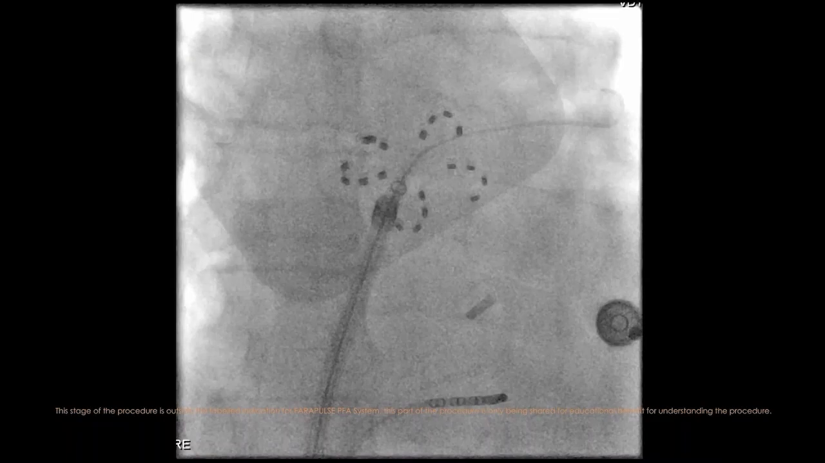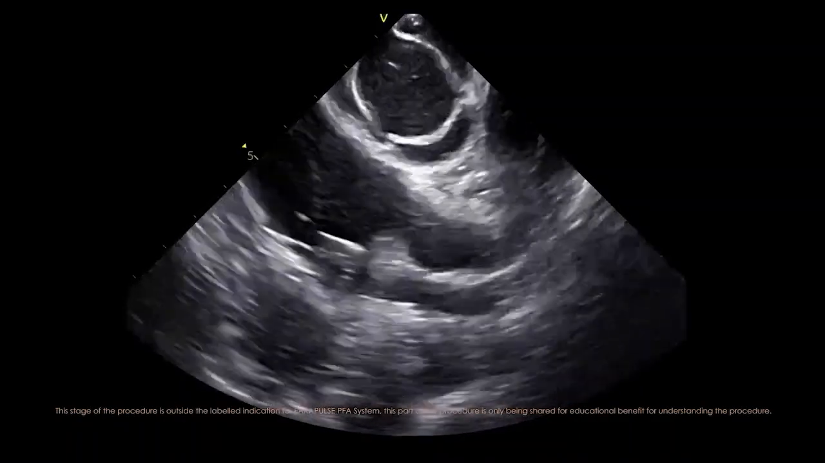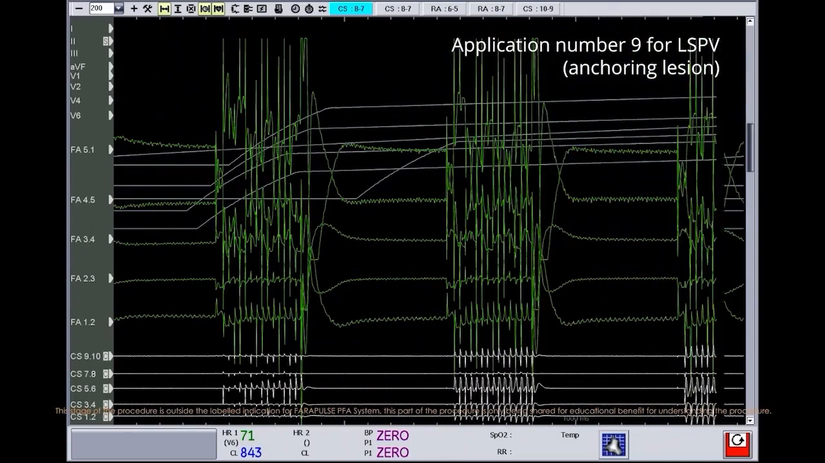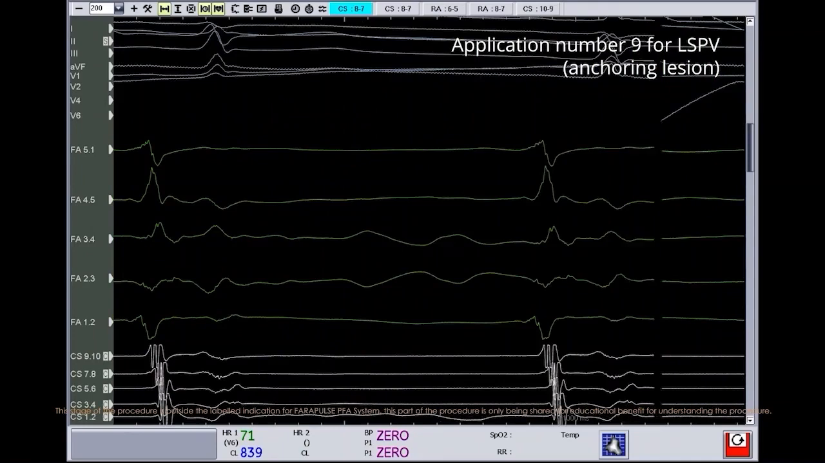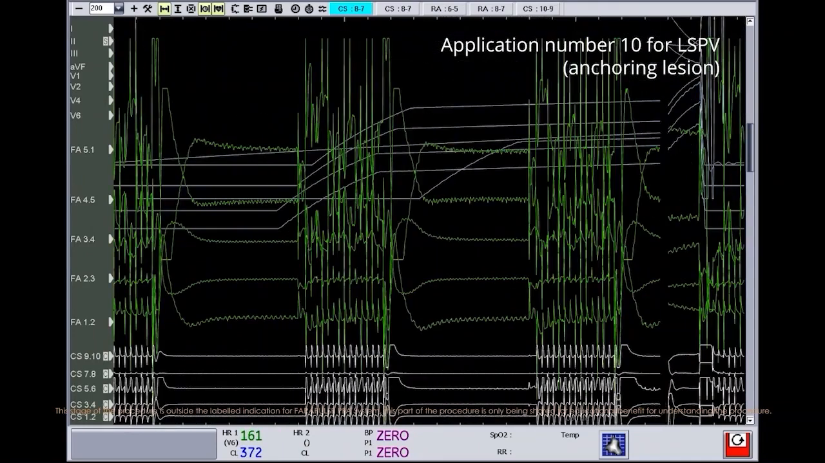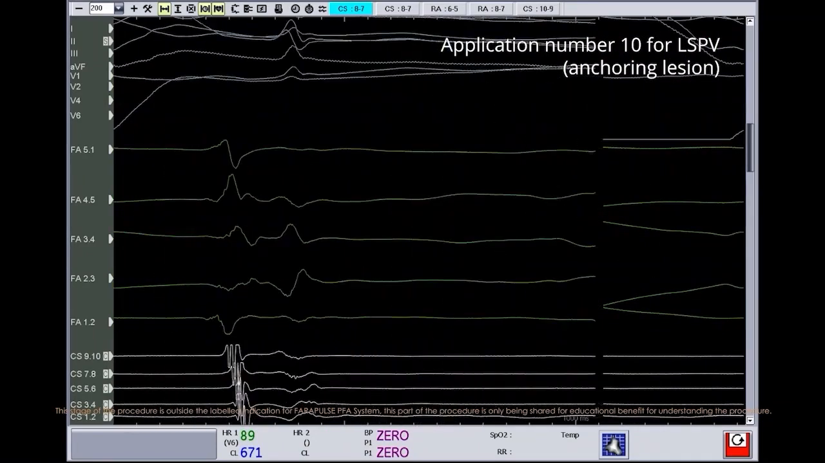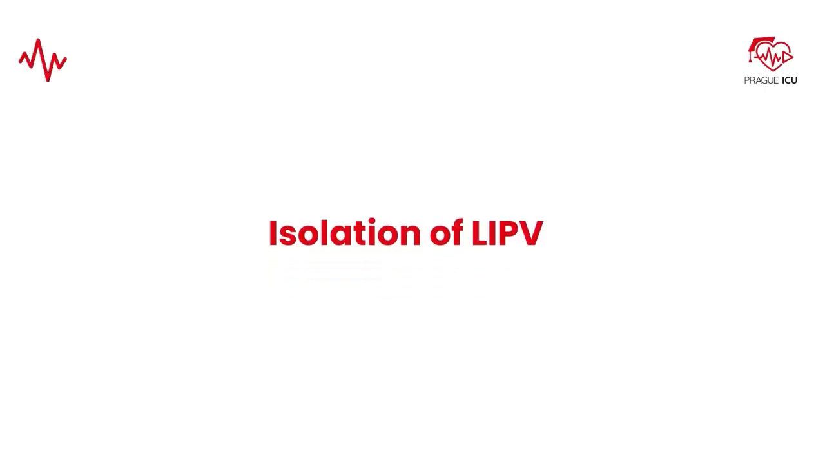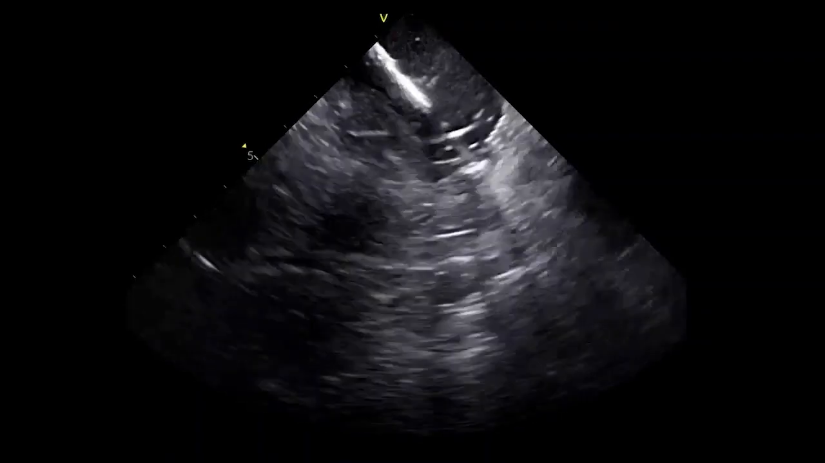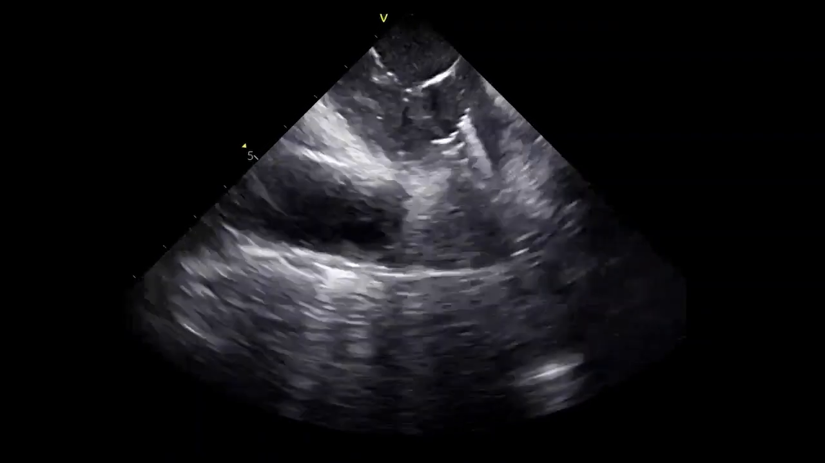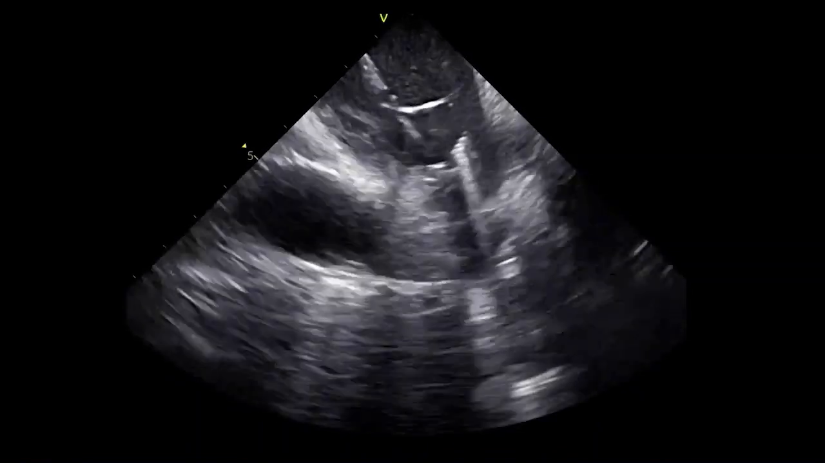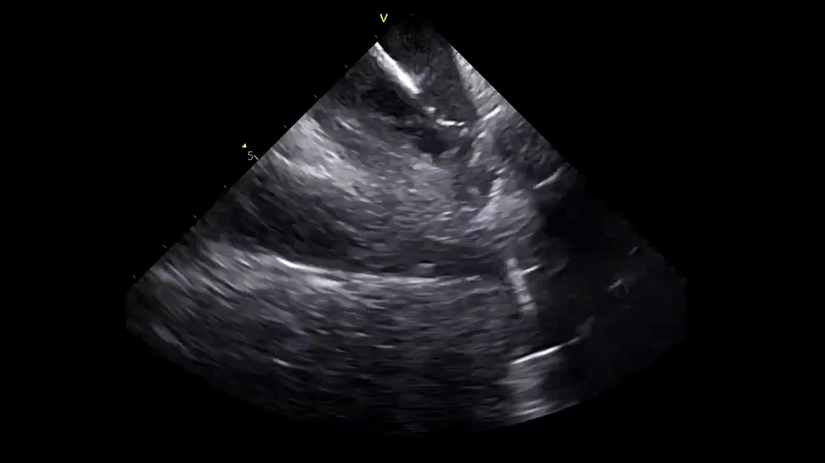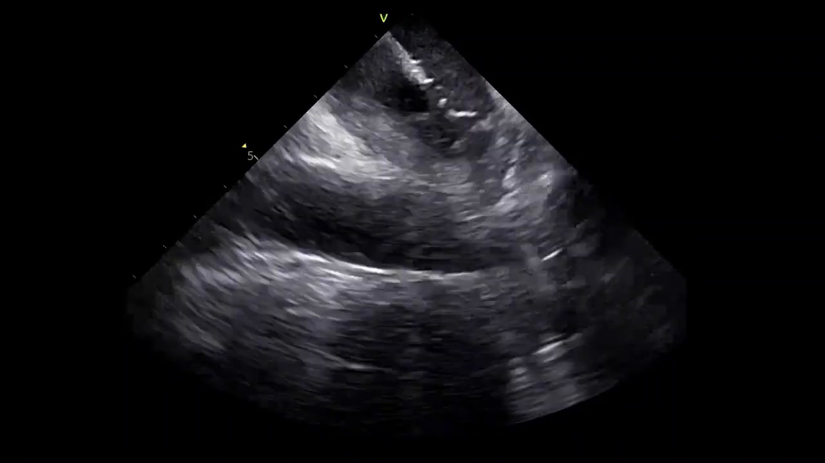As ablation of the posterior wall is planned in this case, additional applications are delivered more towards the posterior wall. The wire is still retained in the vein. These are called anchoring lesions. Before moving into the left inferior pulmonary vein, the Farawave catheter is straightened and the wire is withdrawn from the left superior PV. Then the wire is manipulated carefully into the left inferior PV.